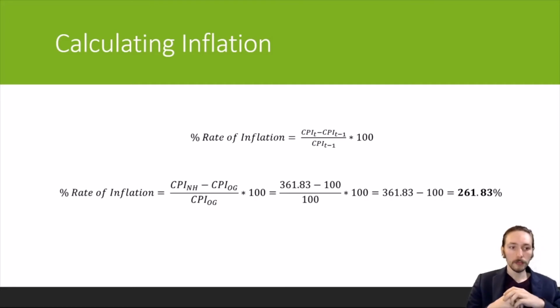So, to calculate the percent rate of inflation for New Horizons relative to the original Animal Crossing, we do the CPI of New Horizons minus the CPI of the original Animal Crossing, divide by the CPI of the original Animal Crossing, and multiply times 100. And so this is essentially getting us to what is a relative rate of inflation. And so that way we can see more clearly what the rate of inflation is relative to that point, rather than just picking some vacuous something out of thin air.